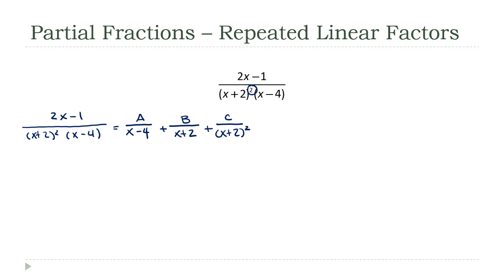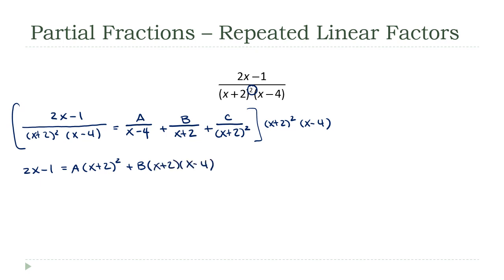Okay, but now I want to solve this. So I'm going to do what I did before. I'm going to get rid of that denominator. I'm going to multiply through by x plus 2 squared times x minus 4. If I do that, distributing this thing in here, we get 2x minus 1 equals A times x plus 2 squared plus B times x plus 2 times x minus 4 plus C times x minus 4.